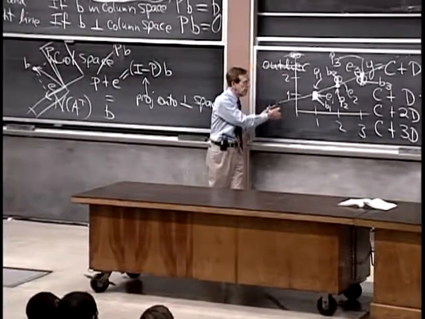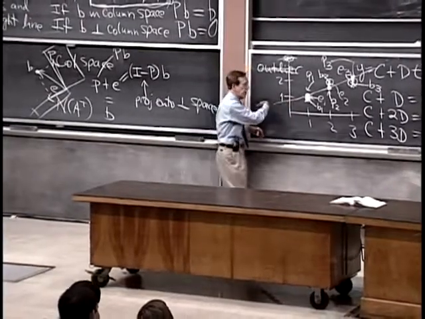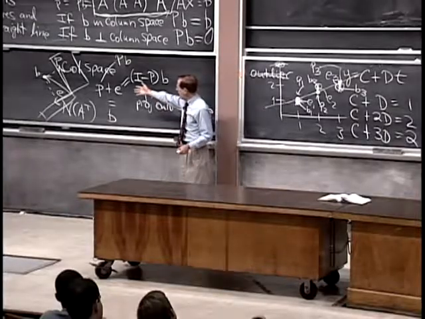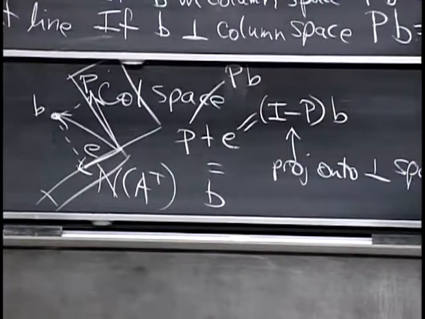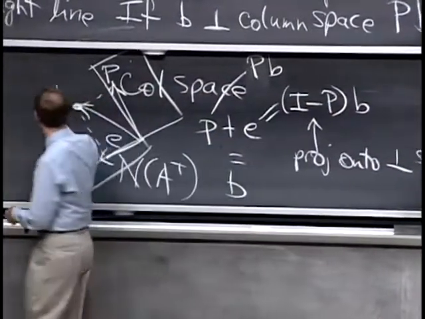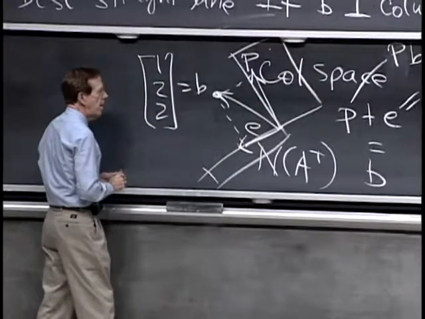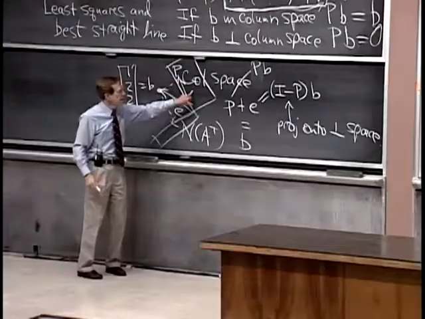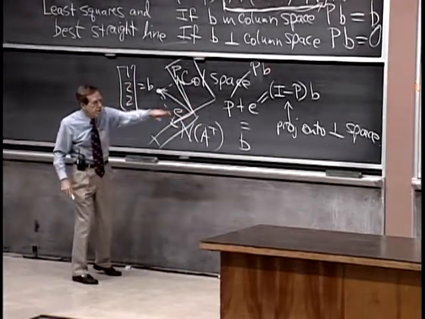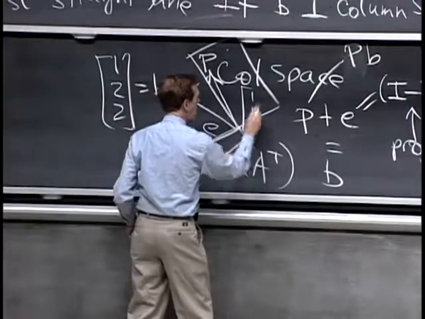I've got the two pictures. Here's the picture that shows the points, a picture in the blackboard plane. Here's a picture that's showing the vectors. The vector B, in this example, is the vector 1, 2, 2. The column space is spanned by A, the column space of the matrix with columns 1, 1, 1 and 1, 2, 3.